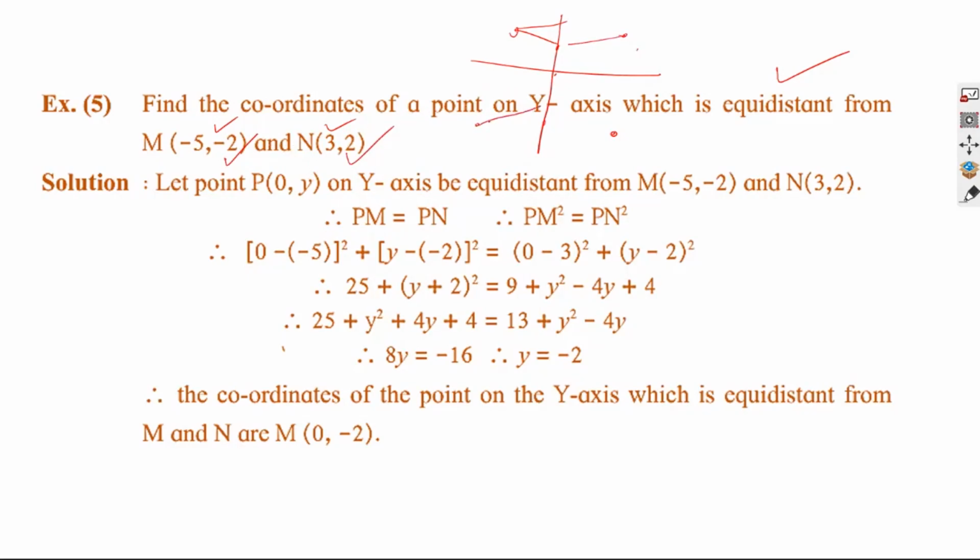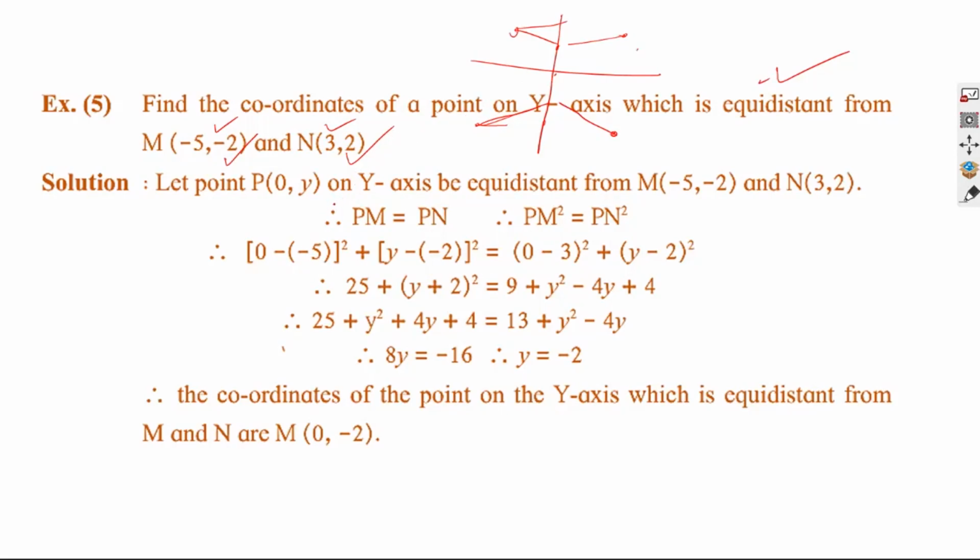But the distance from the point on the y-axis to each of the two points is equal, that is equidistant. So how will the distance formula help to find this out?